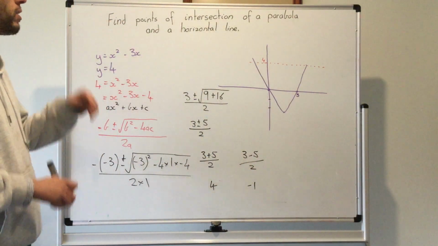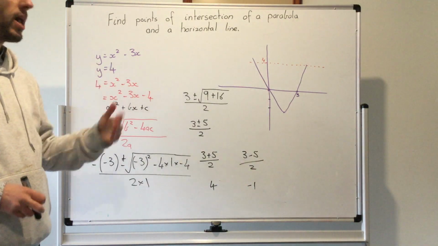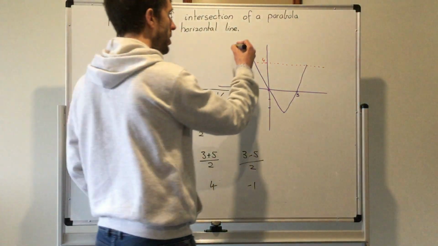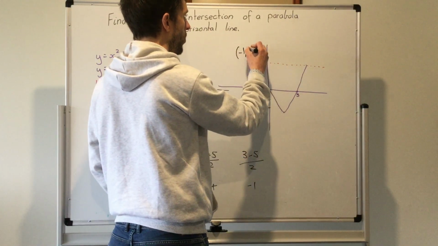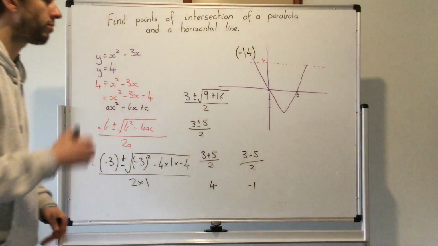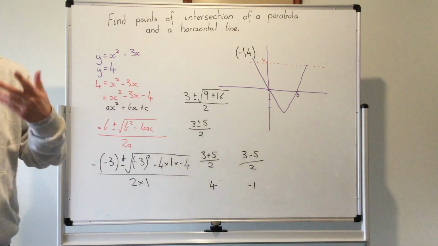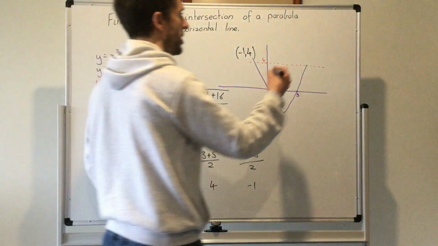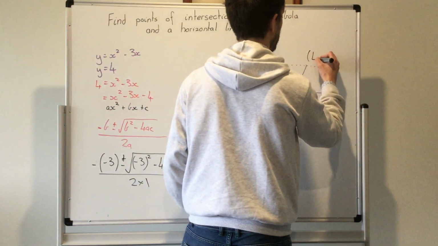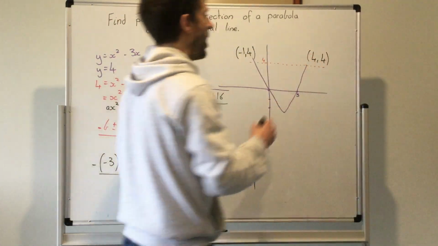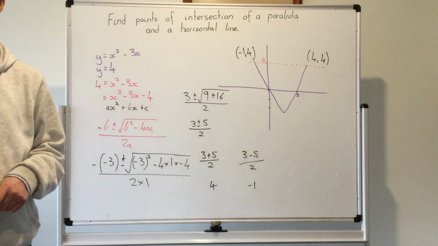So if we're trying to find points for when they cross, I know that when x is -1 and y is 4 is 1 point. And the second point that I have is when x is 4 and y is 4, it's going to cross.